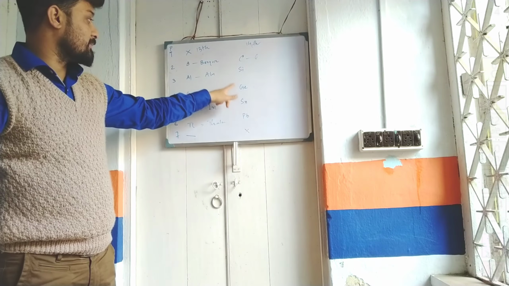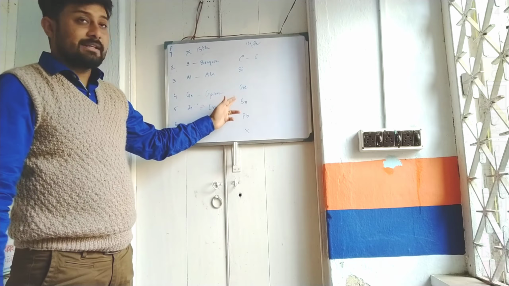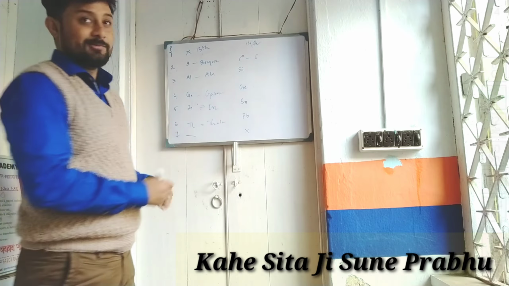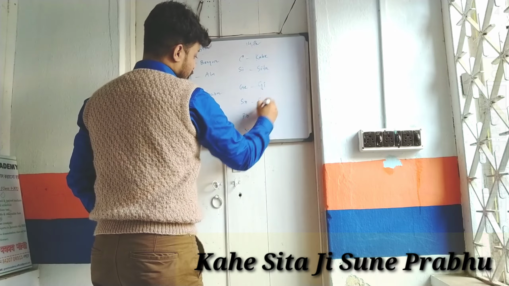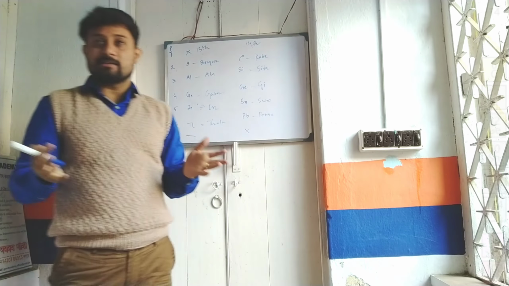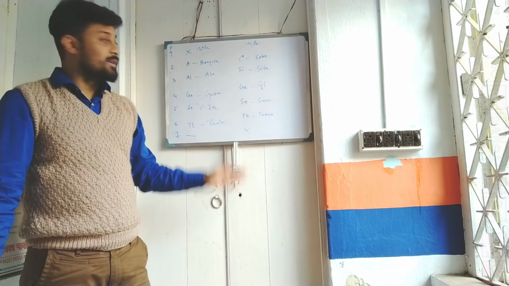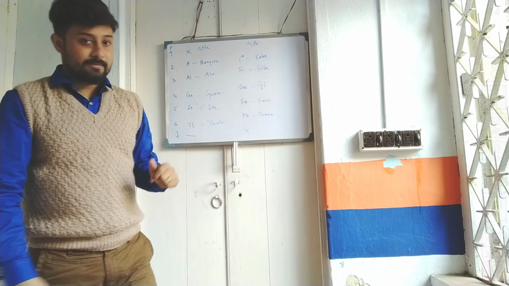Now the 14th group: carbon, silicon, germanium, tin and lead. First tin, then lead. So this is called "Kahe Sita Ji Sune Prabhu." These are all meaningless phrases, but by remembering this, you can easily remember the 14th group.